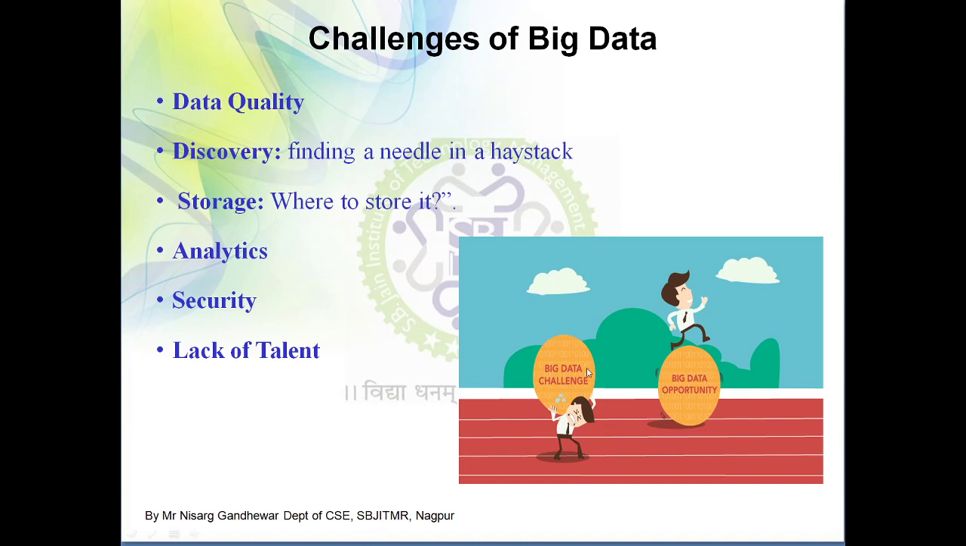This is the diagram you can see, that big data challenges are a load, but they also create opportunity for you, because whatever challenges are generated by big data create an opportunity for you to try to overcome them.